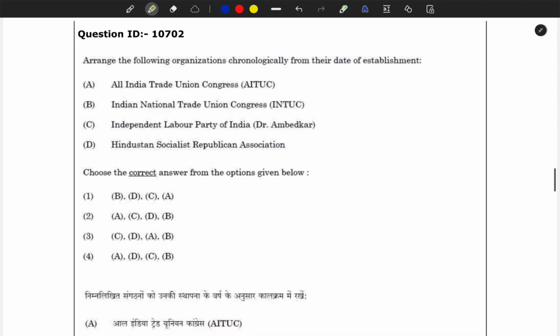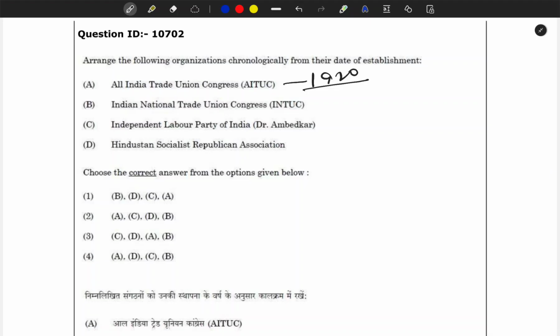Arrange the following organizations chronologically from their date of establishment. Again, this is a very easy nature of question. If you don't know, it is very difficult for you. So here, the first thing is that this was established in 1920. You have to know that Lala Lajpat Rai played an important role in that.